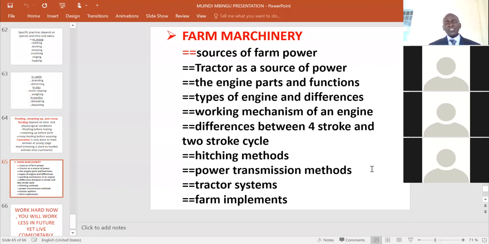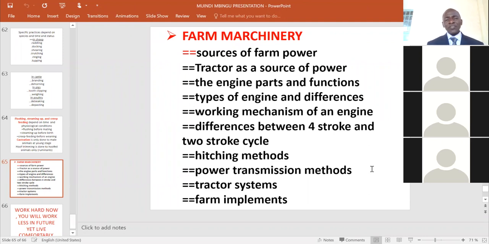Now, this means the manner in which the implements are attached onto the tractor. We have got some implements that are attached at one point, the drawbar. We need to know them. For example, the trailer. Some implements, on the other hand, are attached using the tractor lift arms, okay? So we need to know them, those implements and how they are attached.